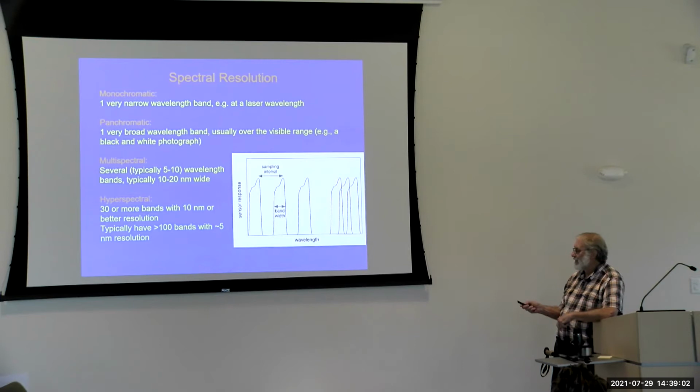Ken mentioned sampling interval and band width. So the band width is usually taken to be the full width at half max. And then the sampling interval is how far apart these band maxima are. So these are well-separated bands here.